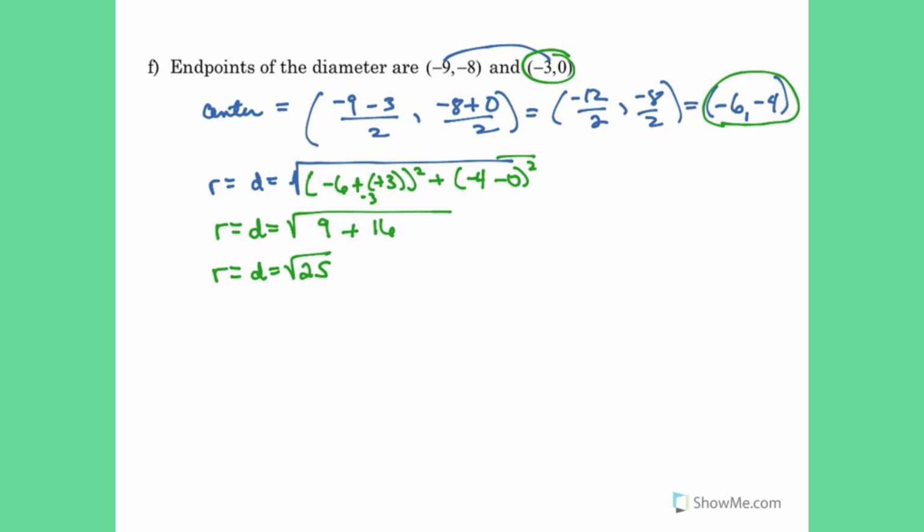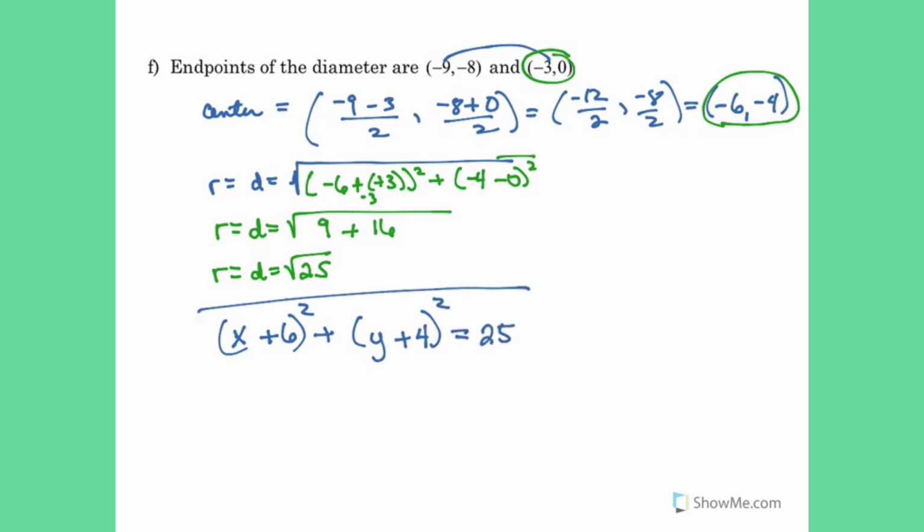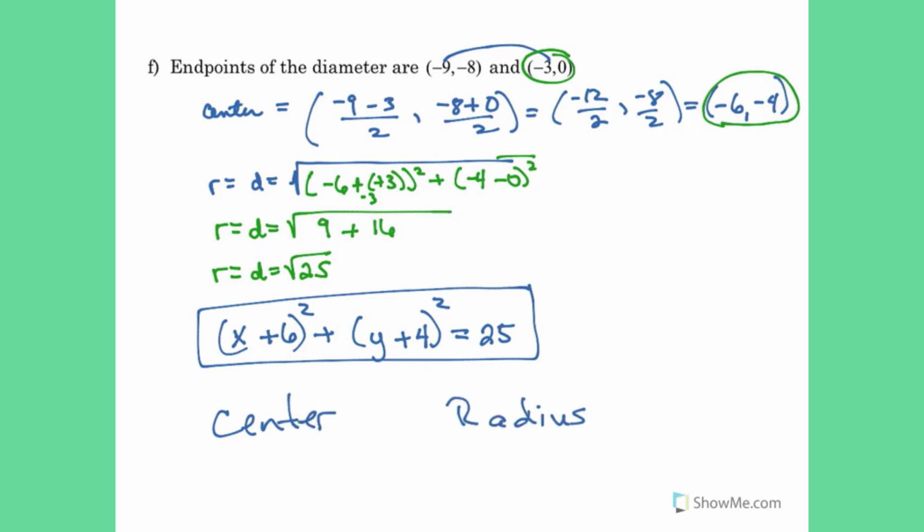Write my equation of my circle. So I have x minus a negative 6 squared, y minus a negative 4 squared equals my radius squared. So again, remember you need a center and the radius to find an equation of a circle.